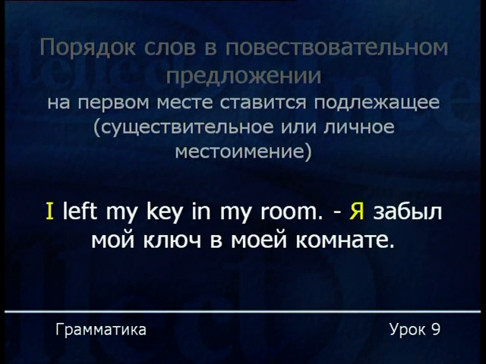Порядок слов в предложении. Порядок слов в повествовательном предложении. На первом месте ставятся подлежащее, существительное или личное местоимение. I left my key in my room.